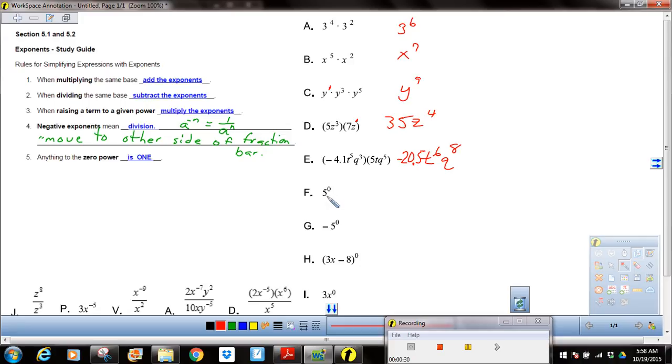Alright, this one is rule 5. Anything to the 0 power is 1. So 5 to the 0 power is equal to 1. Negative 5 to the 0 would be, since 5 to the 0 is 1, it would be negative 1. 3x minus 8 all to the 0 power is 1. And if you have x to the 0 power, that would be 1, and 3 times 1 would be 3. Okay?